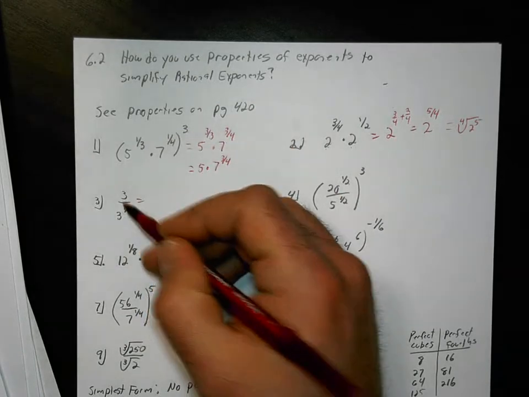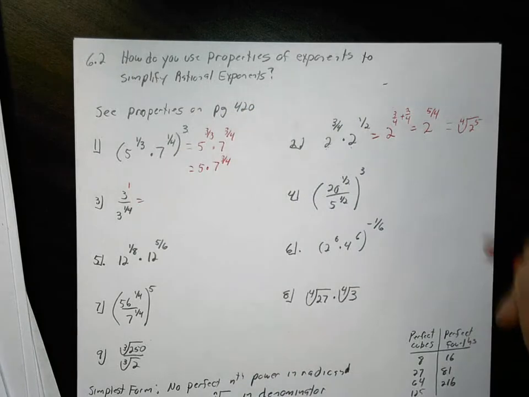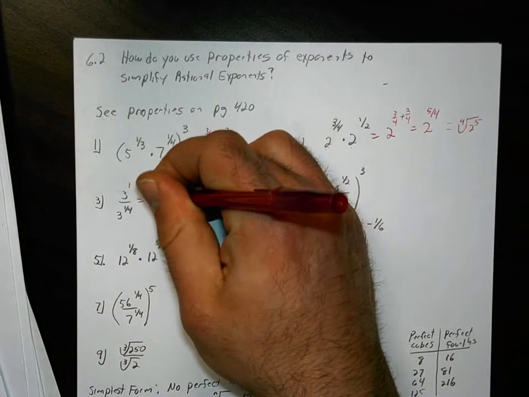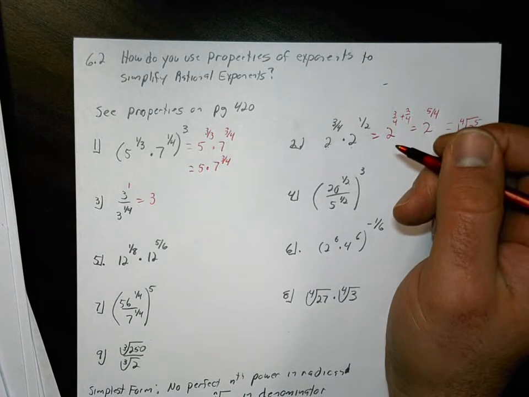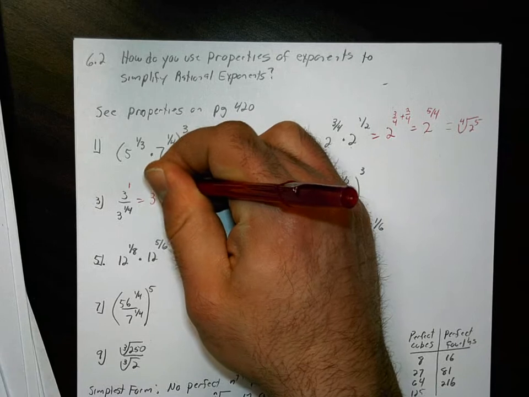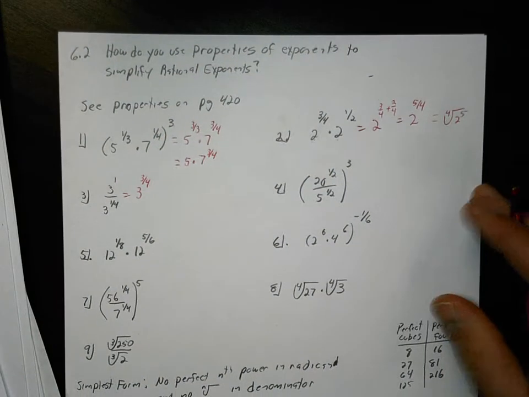Now what do we do on this one? Our bases are the same. What's the power up here? There's no number, so our power is actually 1 there. So what we can do is subtract 1 minus 1/4. What's 1 minus 1/4? Well, that's 4/4 minus 1/4, so it's 3/4. 3 to the 3/4 on that one.